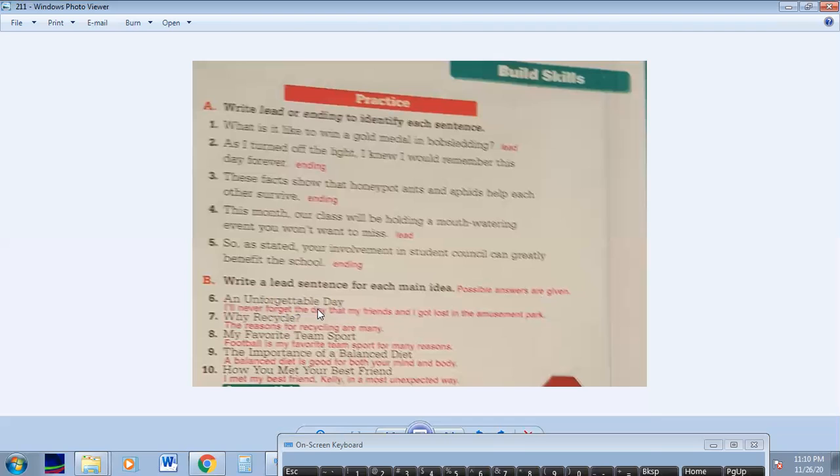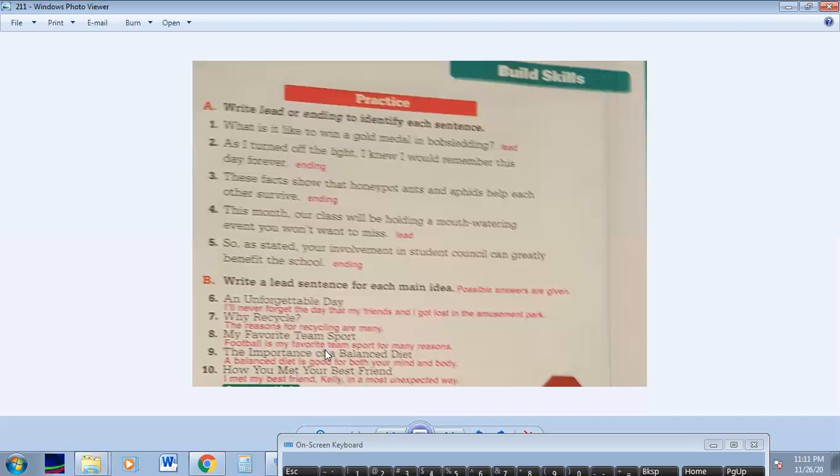It's unforgettable. Why recycle? The reasons for recycling are many. So in a paragraph that explains why we should recycle, you could start by saying the reasons for recycling are many. Then you could list the types of recycling that you can do and why you should do it. My favorite team sport. You can start by telling what your favorite team sport is. Football is my favorite team sport for many reasons. Then you would explain the reasons why it's your favorite.